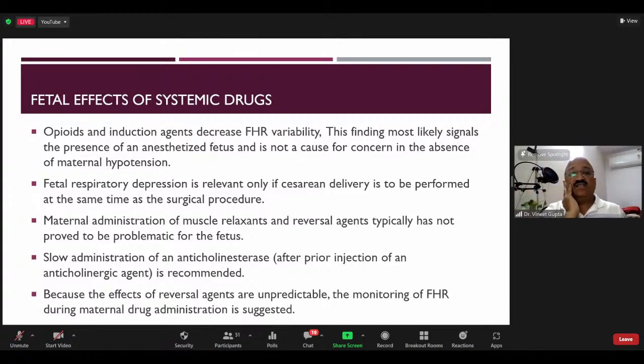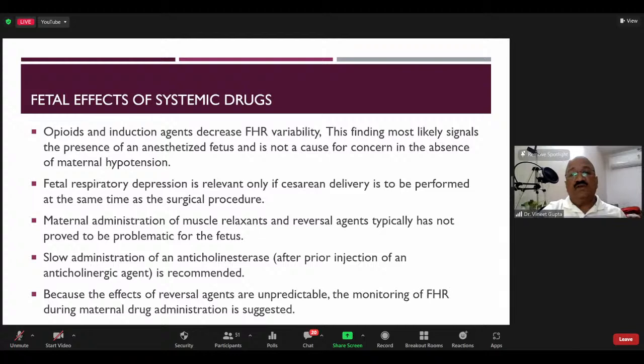Fetal respiratory depression is relevant only if cesarean delivery is to be performed at the same time as the surgical procedure. Otherwise, how does it matter if a first trimester pregnancy is being treated for appendectomy and we are afraid of giving fentanyl or opioid because we think that the fetal respiration will be depressed? So what? The fetus is not going to breathe inside the mother's womb. So how does it matter?